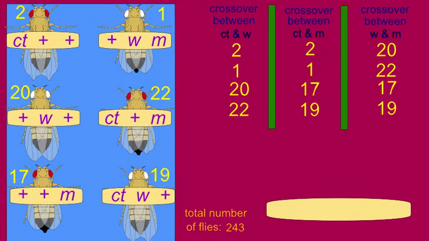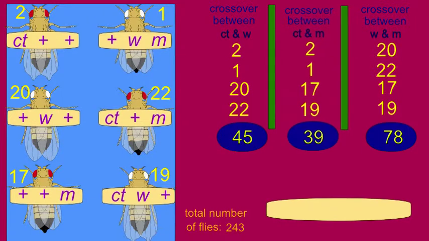Once the various classes of recombinant males have been calculated, the columns can be added to determine the total number of crossover events which have occurred between each of these three genes. The largest sum corresponds to the crossover events which have occurred between white and miniature. Therefore, they are the genes which are located farthest from each other, and as we depict these three genes, they will be located at either end.